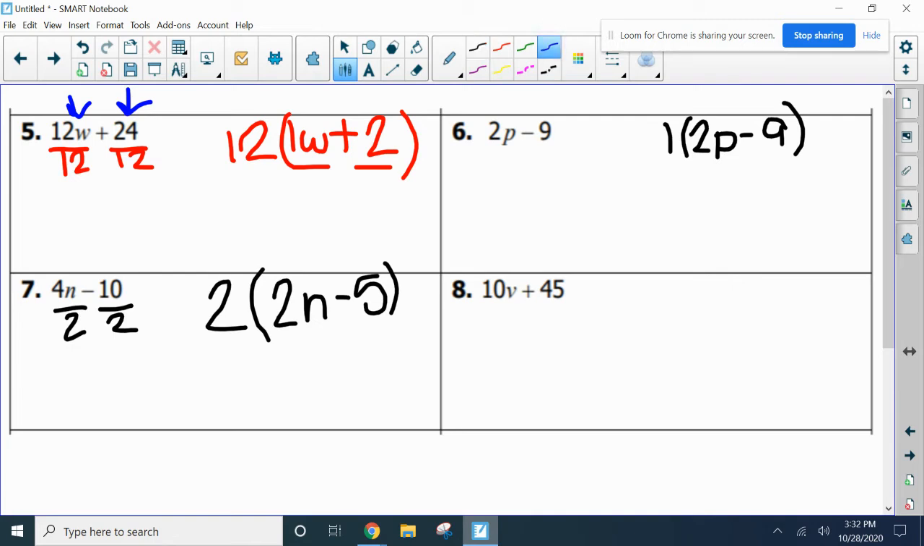If we wanted to go back and check, 2 times 2n is 4n, and then 2 times that second term, bring down the minus. 2 times the second term is 10. Well, that's what we started with, so we know we did it right.